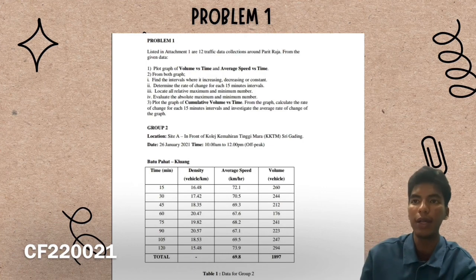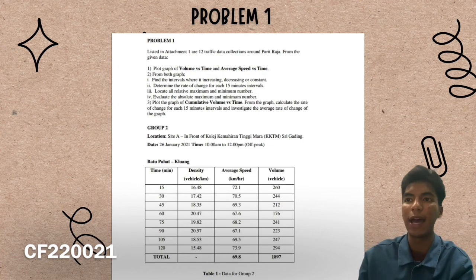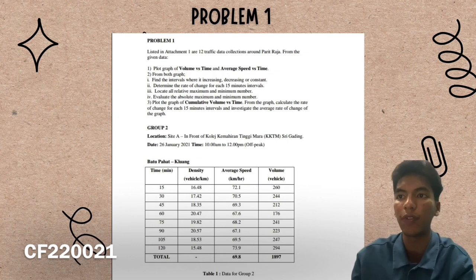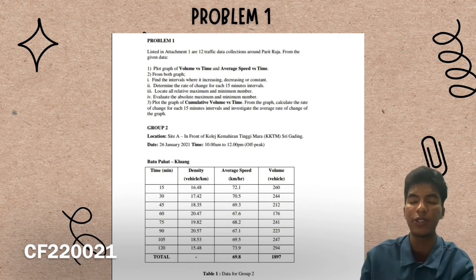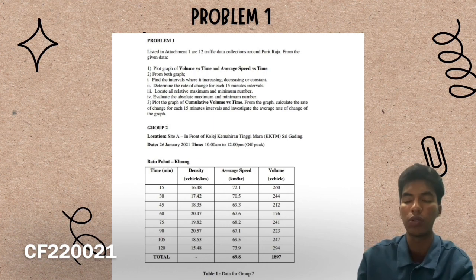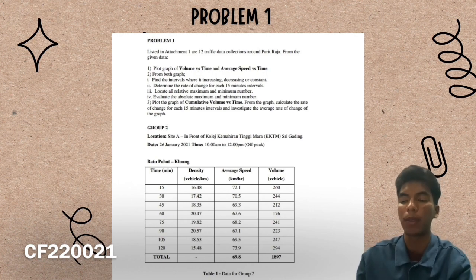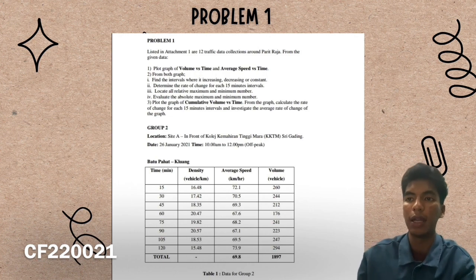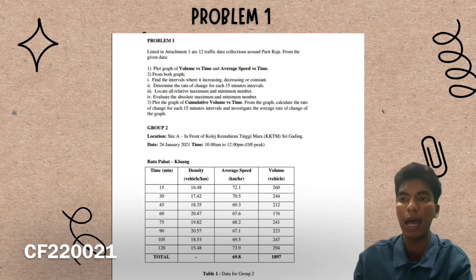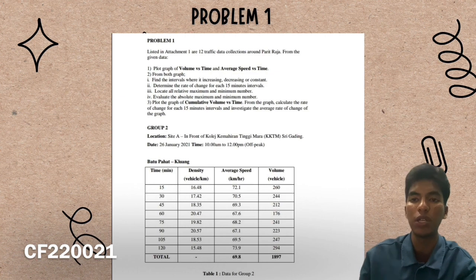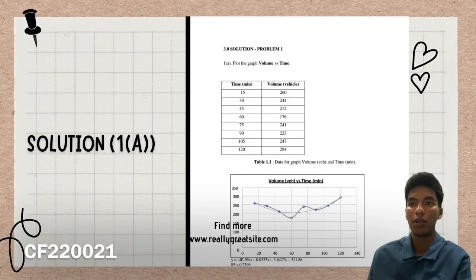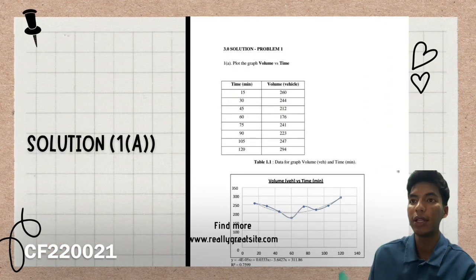Okay, problem number 1: plot a graph of volume versus time and average speed versus time. Group 2, location site A in front of Kolej Kemahiran Tinggi MARA Sri Gading, on 26 January 2021, from 10 AM to 12 PM, peak time. As you can see in the slide, the table given to us has time, density, average speed and volume.